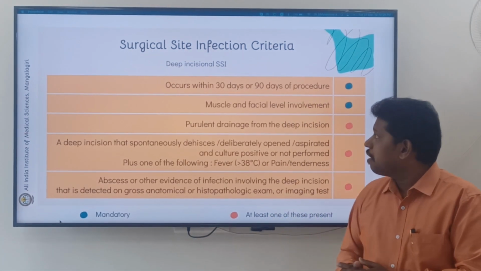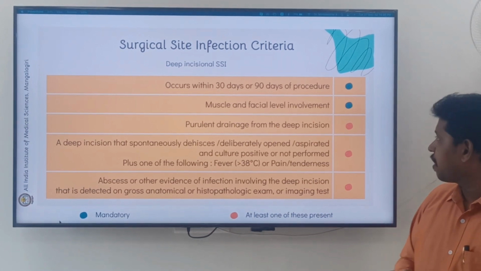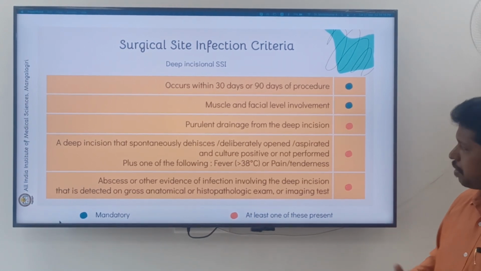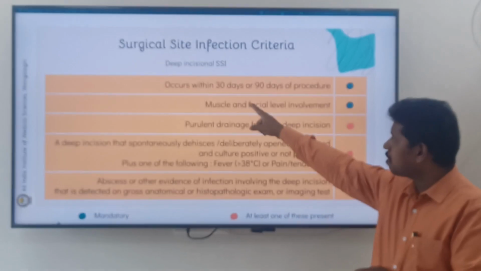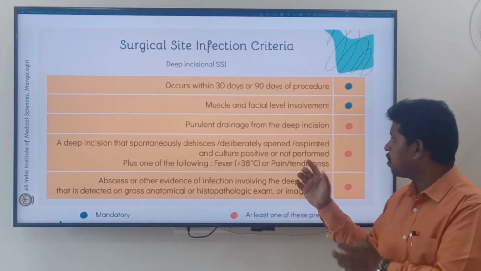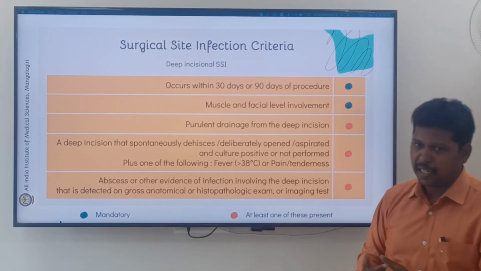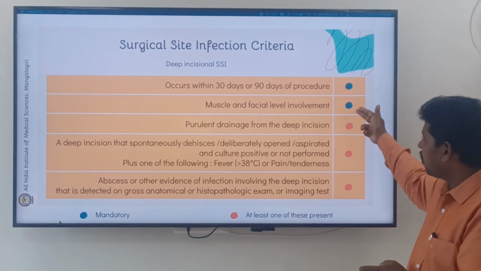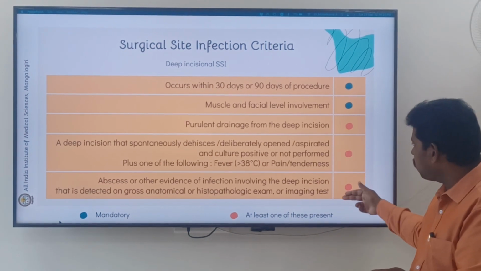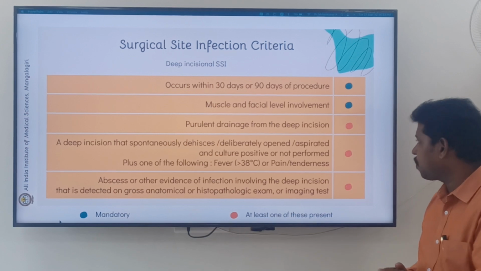Surgical site infection criteria for deep incisional SSI. If it is a deep infection, the criteria is 30 days or 90 days for those specific procedures. Muscle and fascial level involvement should be there. So these two things definitely should be there, and out of these three, either one should be positive.